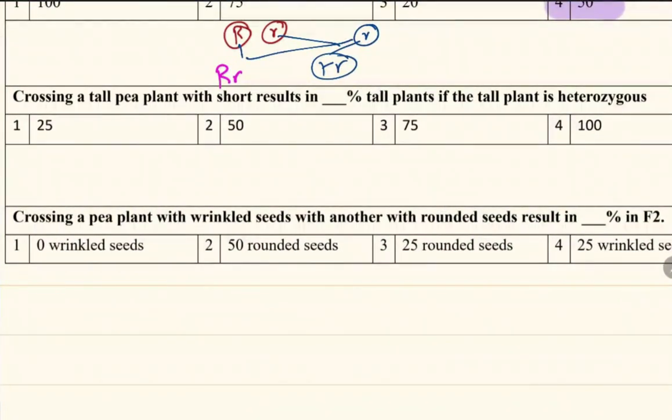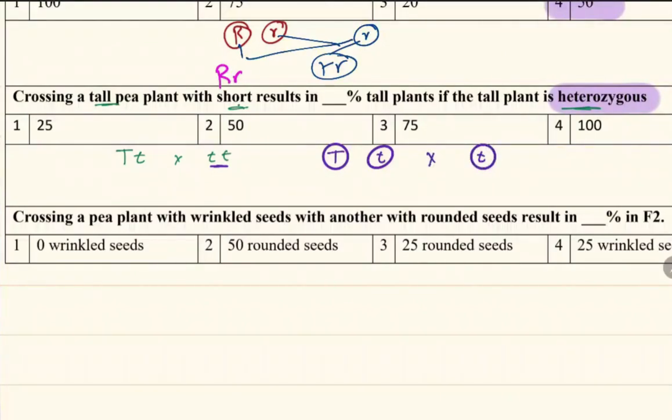Let's look at another question here. It says, crossing a tall pea plant with short result in tall plant if the tall plant is heterozygous. Now, crossing a tall plant, that is going to be T capital, T small. Why? Because it tells us it is heterozygous. With short, and the short is the recessive, which is T small, T small. The gametes here, how many gametes we have? In the male we have T capital and T small. Here I have only one gamete, which is T small.